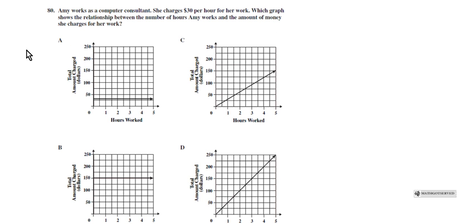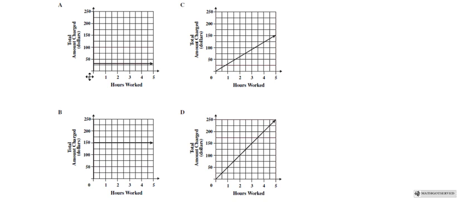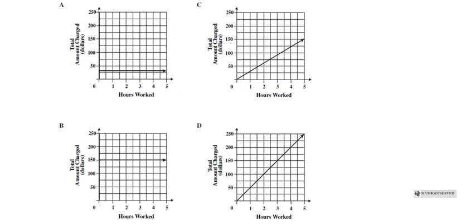Number 80. It says Amy works as a computer consultant. She charges $30 per hour for her work. Which graph shows the relationship between the number of hours Amy works and the amount of money she charges for her work? So $30 per hour basically means that for every hour, you go up by 30. So which of these indicate that? All right, so let's see which of these indicates a $30 increment for each hour worked.